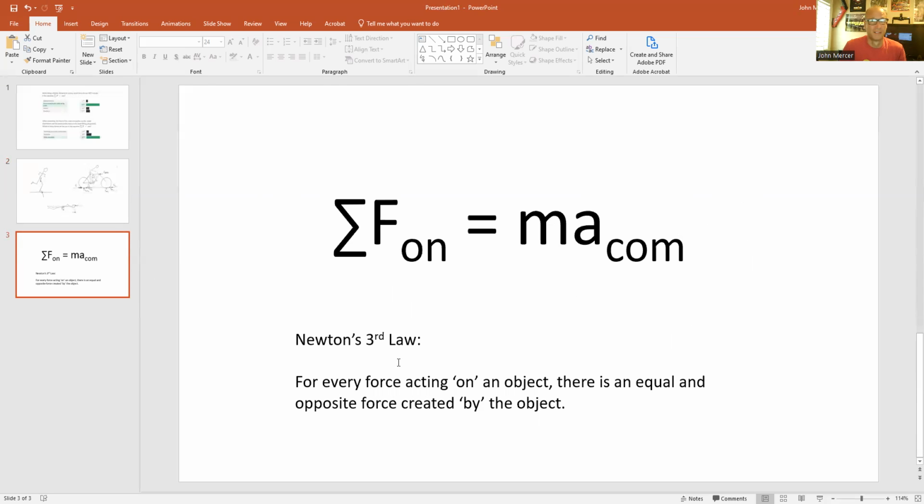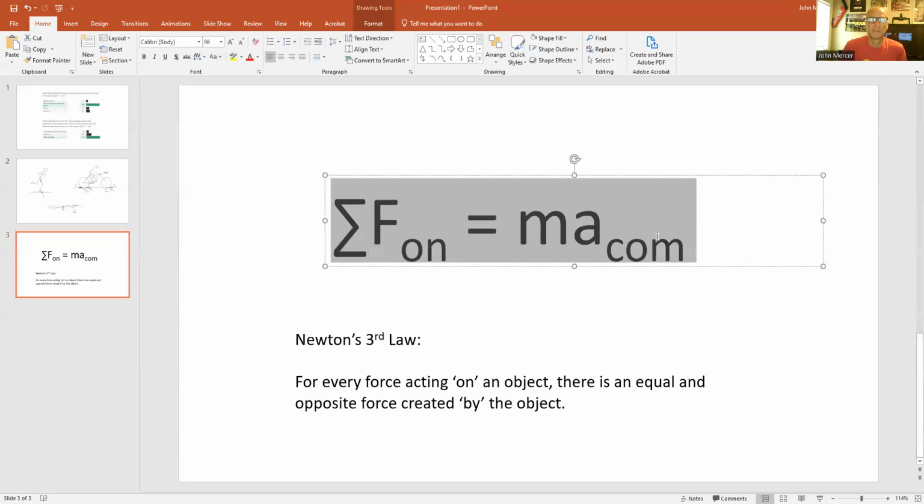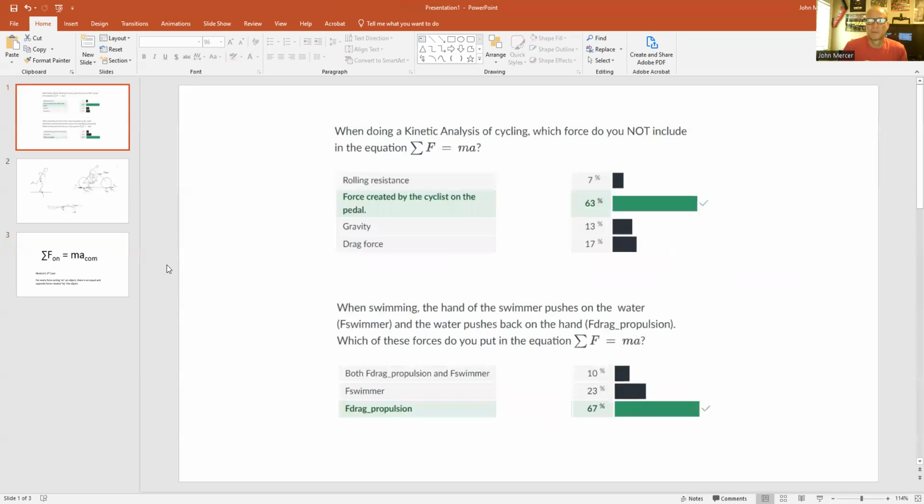Newton's third law is easy to remember, and I'm sure you all know it, but it's actually hard to understand often how these two laws have to work together. And we're only using the forces acting on the object in Newton's second law. All right, so that's going to be important going forward. You'll see more questions like this on the final exam, and we need to know this as we go through the kinetic analysis of each sport.